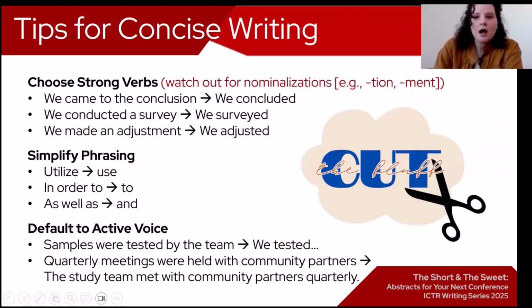Okay, since one of the main characteristics of abstracts is that it is concise, here are some tips for concise writing. We have first choosing strong verbs. And I put a note specifically to watch out for nominalization. So things that could be verbs, but we turned into nouns by adding endings like -tion, -ment. So for example, we came to the conclusion, we concluded. We conducted a survey versus we surveyed, or we made an adjustment versus we adjusted.